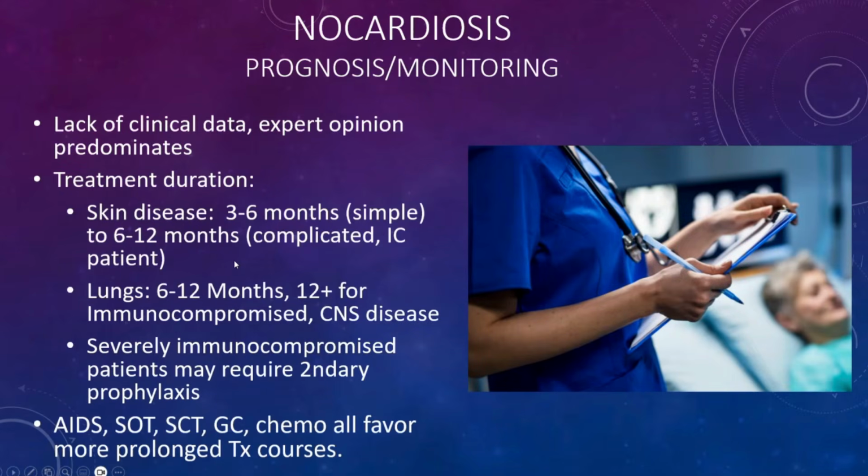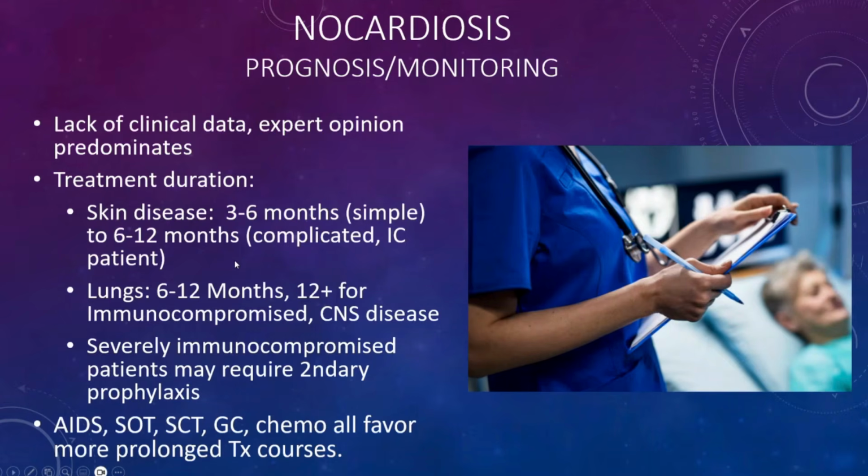Well, there isn't a lot of clinical data, and expert opinion really makes up most of these treatment recommendations, but in general, skin disease can be treated with 3 to 6 months of therapy if uncomplicated, up to 6 to 12 months if complicated or immunocompromised. For lung disease, a minimum of 6 months, usually up to 12 months. If you have somebody that is severely immunocompromised, more than 12 months may be necessary, and CNS disease is usually treated for a prolonged period of time.